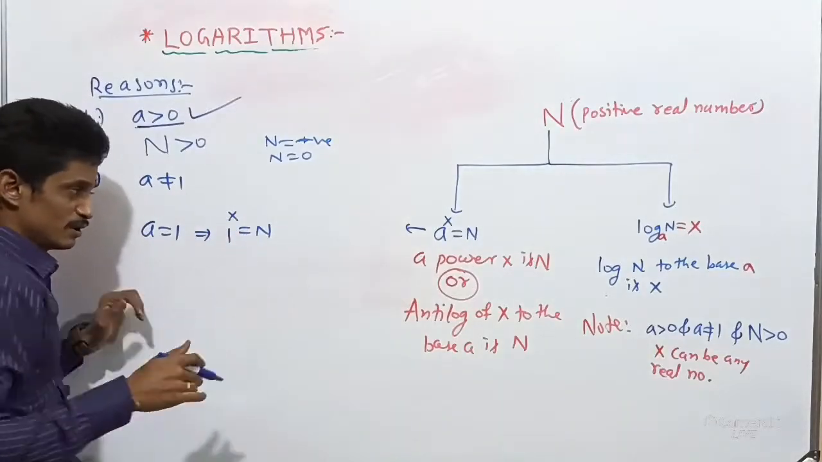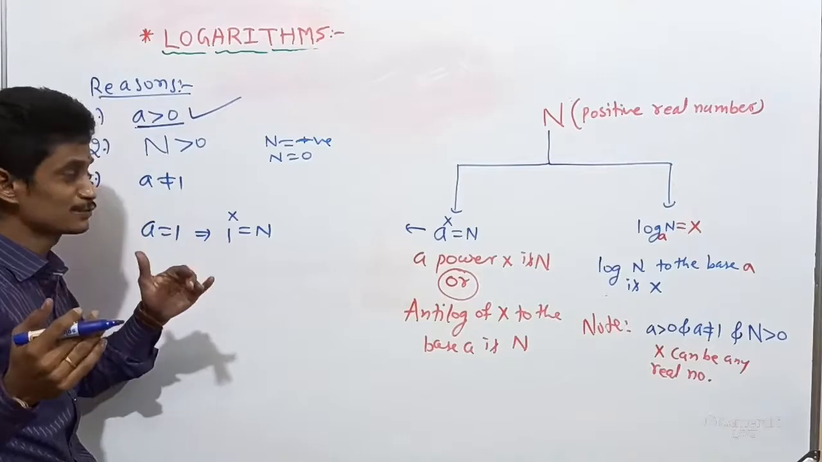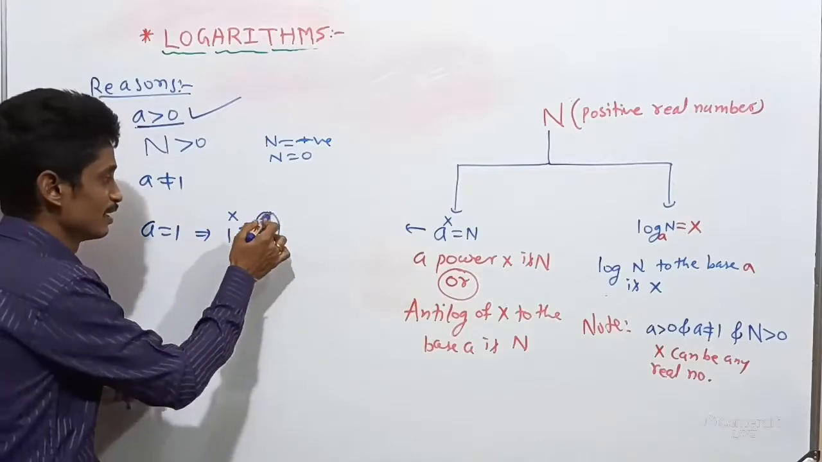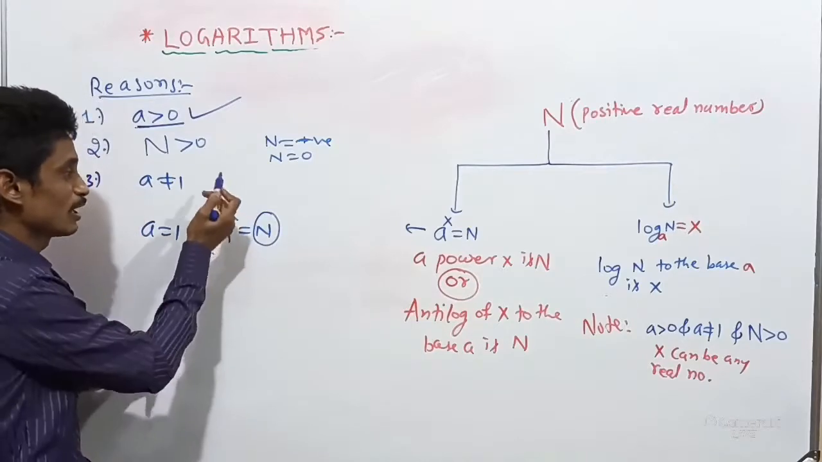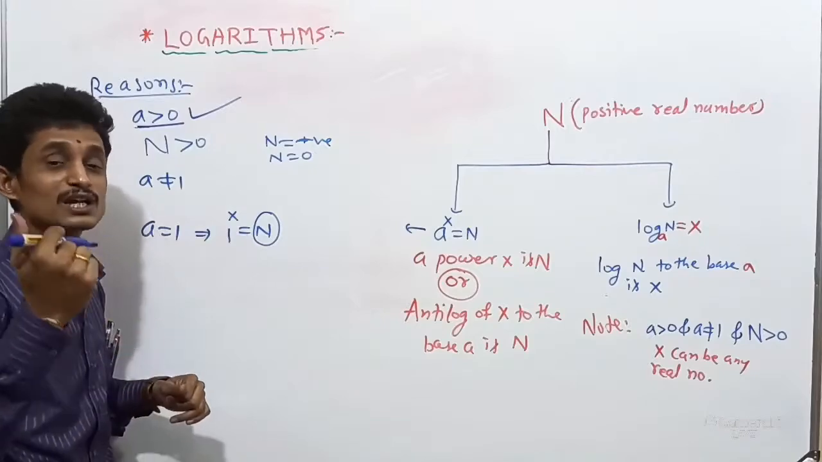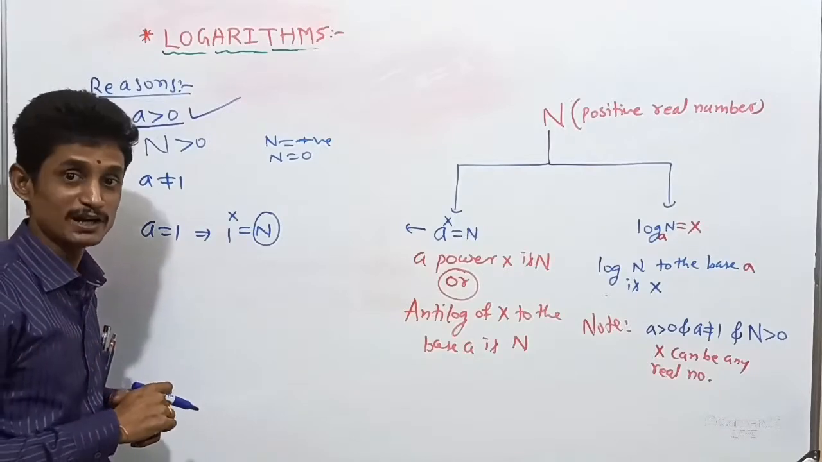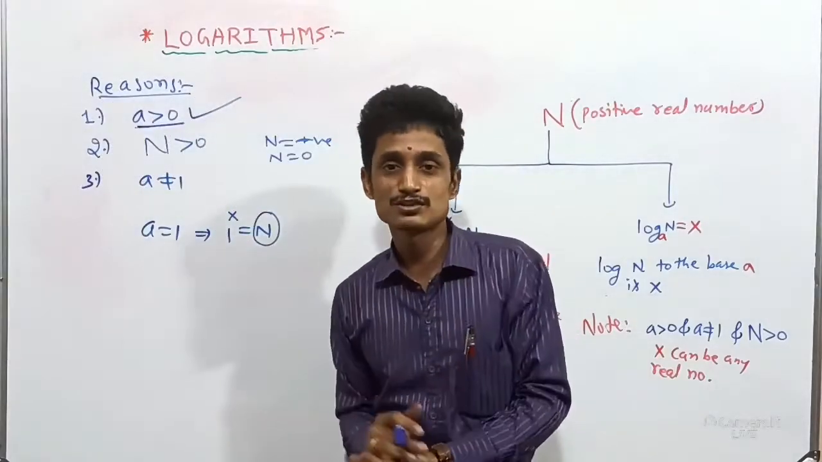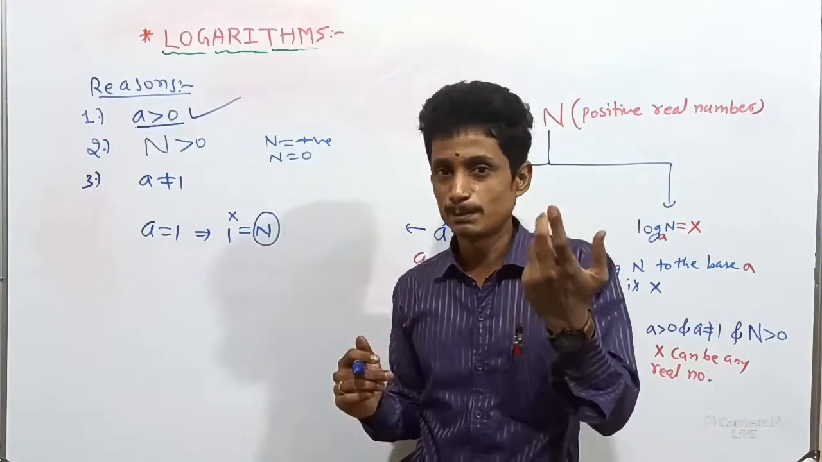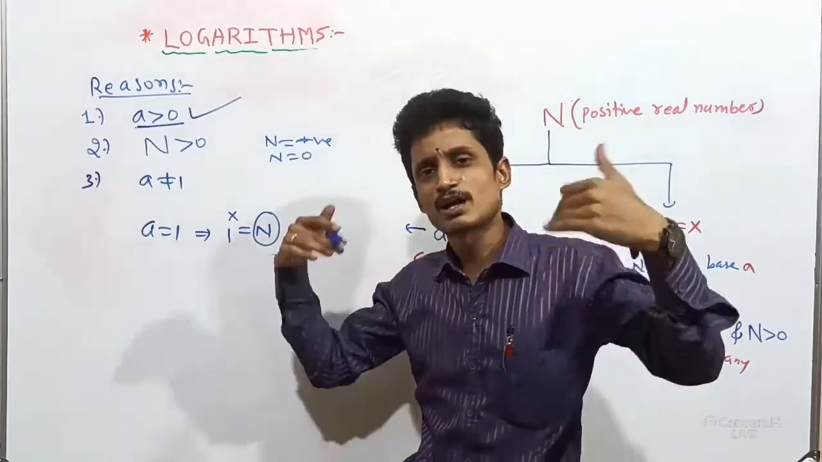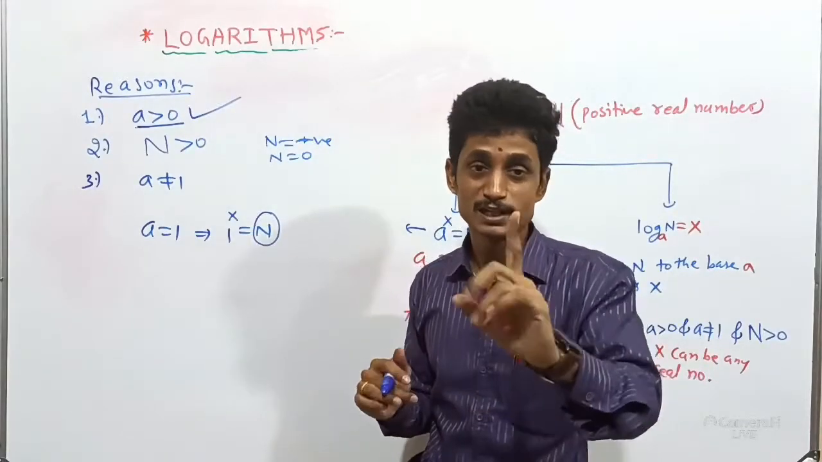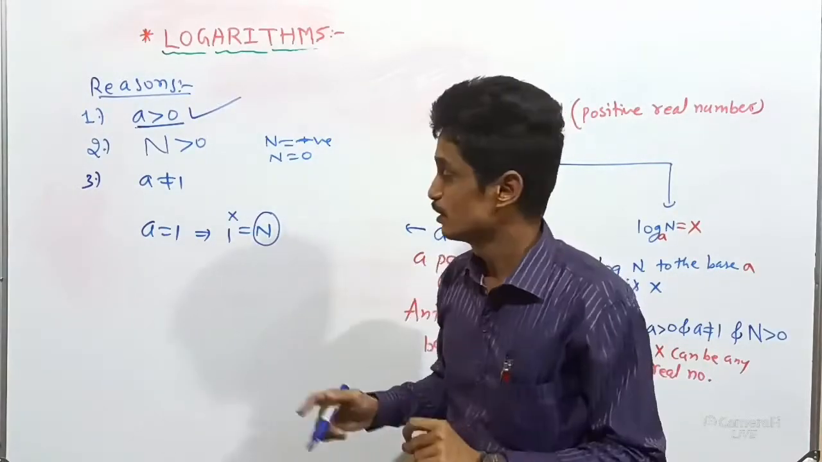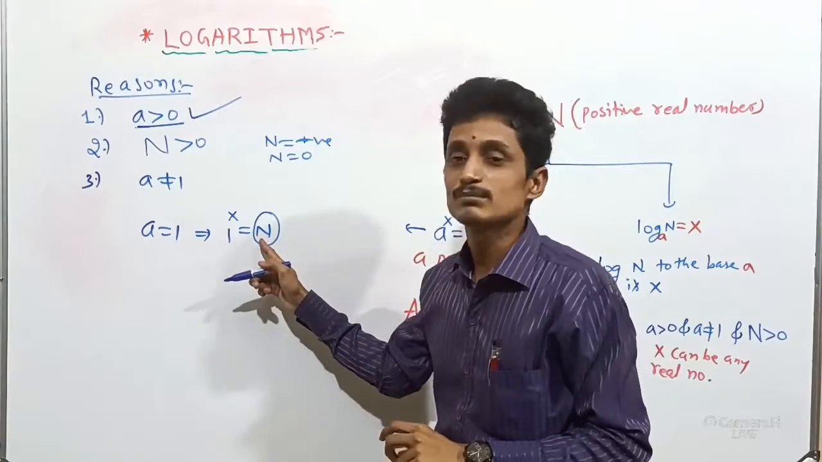Clear? Is it possible to represent a number as 1 power something? It is impossible. Why? Because 1 power anything will always give the answer 1. 1 into 1 into 1, 100 times also you can multiply, but the result will always be 1, and you will never get some other number.